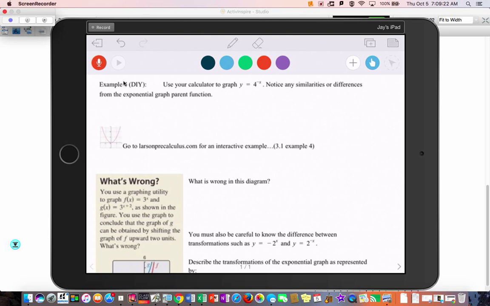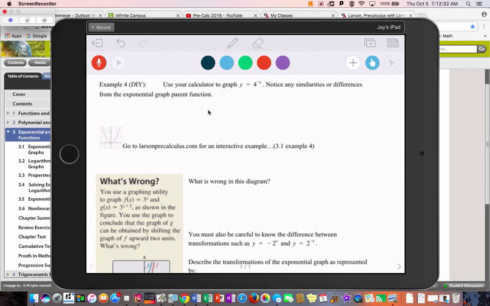Now you're going to look at example 4, another DIY. So go ahead and use your calculator. You can type that in, but I bet if you drew it right now, you would know it. But go ahead and do that now. So pause the video and come back and look at the answer.